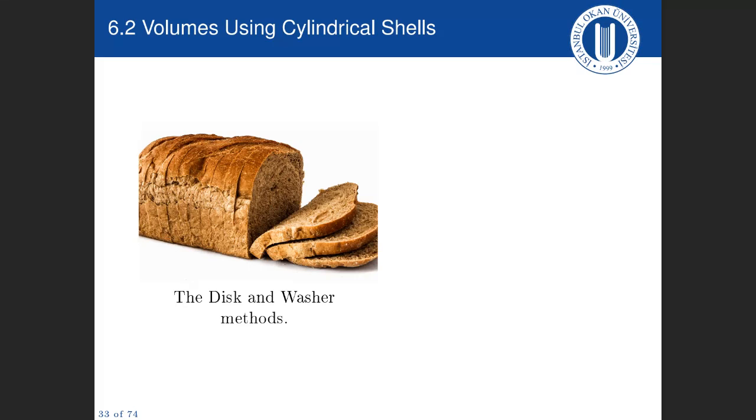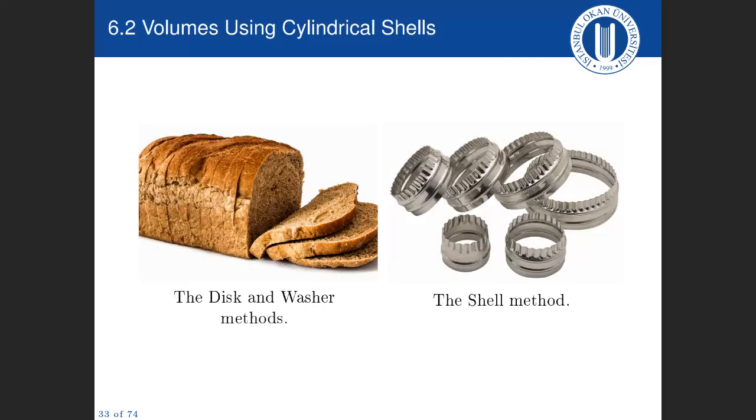For the disc and the washer method, we were cutting our three-dimensional object like we would cut a loaf of bread, writing down a Riemann sum and then taking the limit of the Riemann sums to get our formula. But there's another way we might cut a solid of revolution. We could cut it using circular cookie cutters or pie cutters.